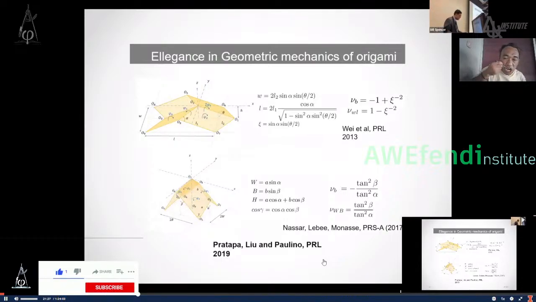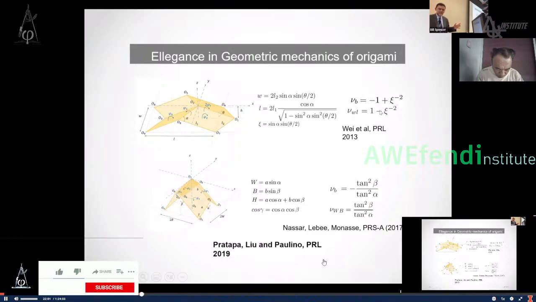The reason I'm showing you all these patterns and the tessellations is because they are periodic systems. They have a tremendous amount of symmetries, and they have very beautiful geometrical properties. And this beauty in the geometry translates into beauty in the mechanics and into the geometric mechanics of the pattern. For example, regarding the Miura, a group at Harvard parameterized it and did a lot of math to derive analytical expressions for the Poisson ratio in bending and in stretch.